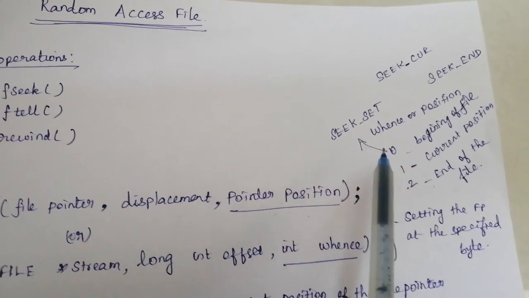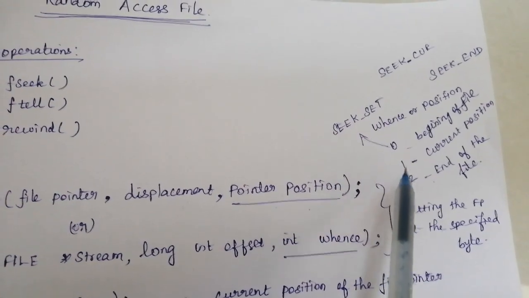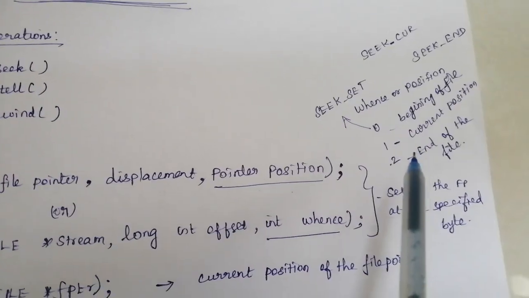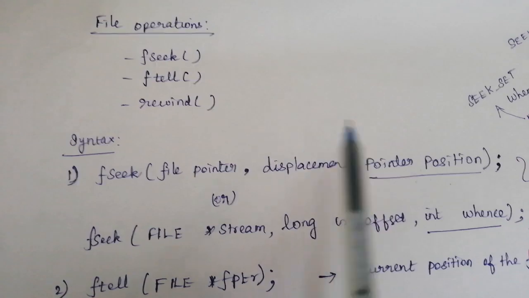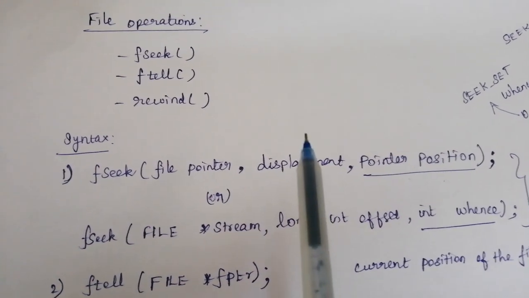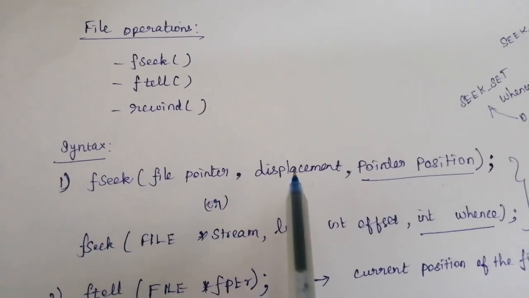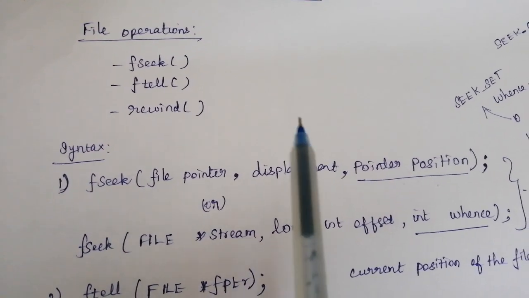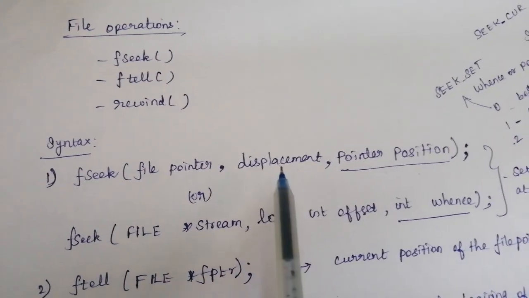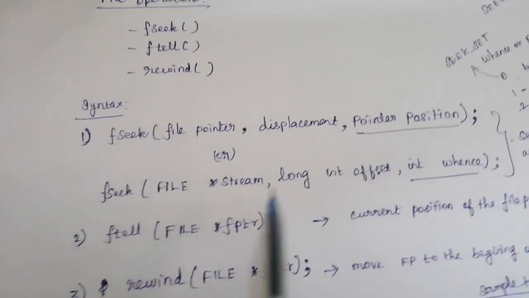SEEK_SET, value 0, denotes the beginning of the file. SEEK_CUR, value 1, represents the current position. SEEK_END, value 2, represents the end of the file. Next, displacement is a long integer. It may be either a positive value or a negative value. If it is a positive value, the file pointer is moved in the forward direction by the specified bytes. If it is a negative value, the file pointer is moved in the backward direction by the specified bytes. So this is about the fseek operation.